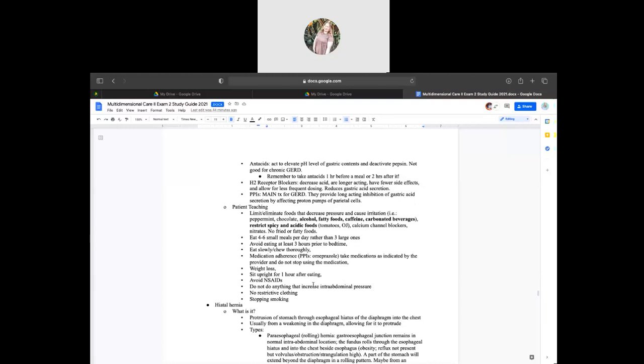No NSAIDs. Nothing that will increase the intra-abdominal pressure, no restrictive clothing, and then stopping smoking. It's going to be a lot of your lifestyle changes here.